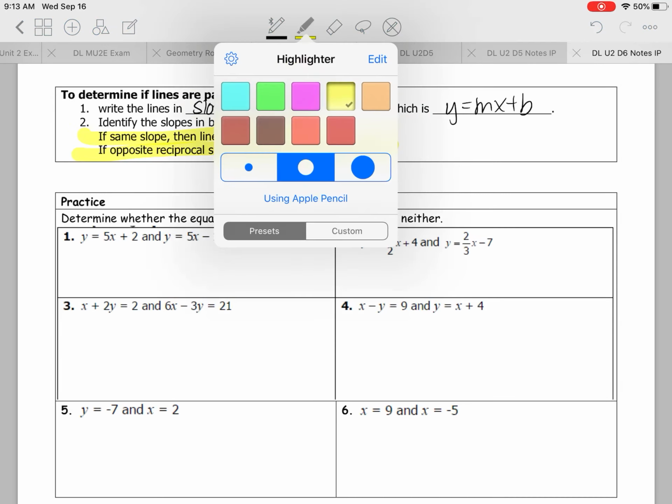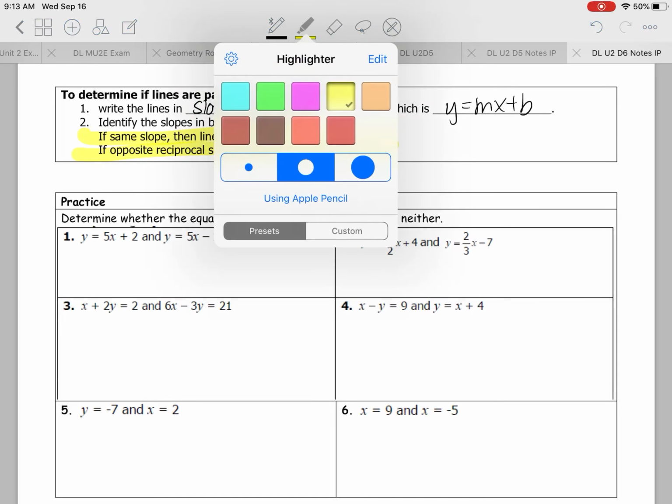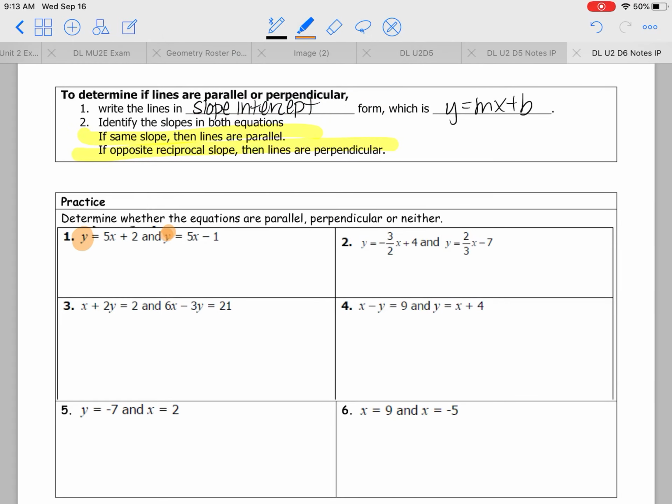So for the first problem, I have to ask myself, is my equation in slope-intercept form? I know that it is because y is already by itself. Y is already by itself in the second equation as well. So I don't have to do anything here. All I have to do is identify the slope, which is the coefficient of x. So for the first equation, my slope is 5. For my second equation, my slope is 5. So what do I notice? Since they have the same slope, these lines will be parallel. As easy as that. Okay?